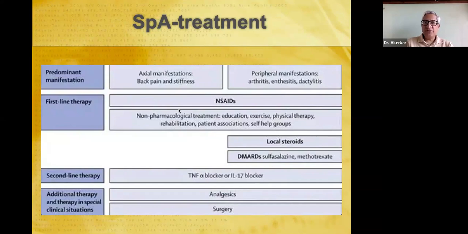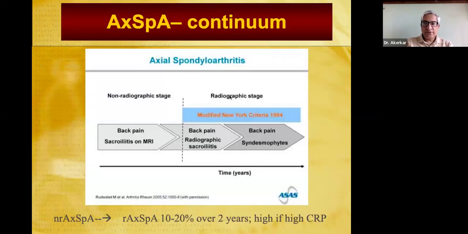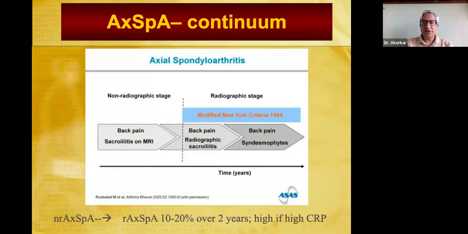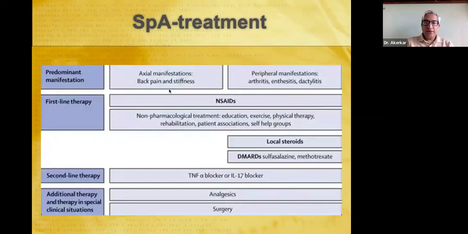Sorry, one thing that I forgot to tell you is that it is this radiographic phase which is called ankylosing spondylitis. This phase is not called ankylosing spondylitis. This is non-radiographic axial SpA. This is radiographic axial SpA, which is called ankylosing spondylitis, what we used to call it previously. So coming here, when it comes to axial manifestations, you give NSAIDs with exercises. If things don't improve, you straight away move on to the second line of therapy. Second line of therapy is either tofacitinib, JAK inhibitors, which is not written here, or TNF alpha blockers or interleukin 17 blockers.